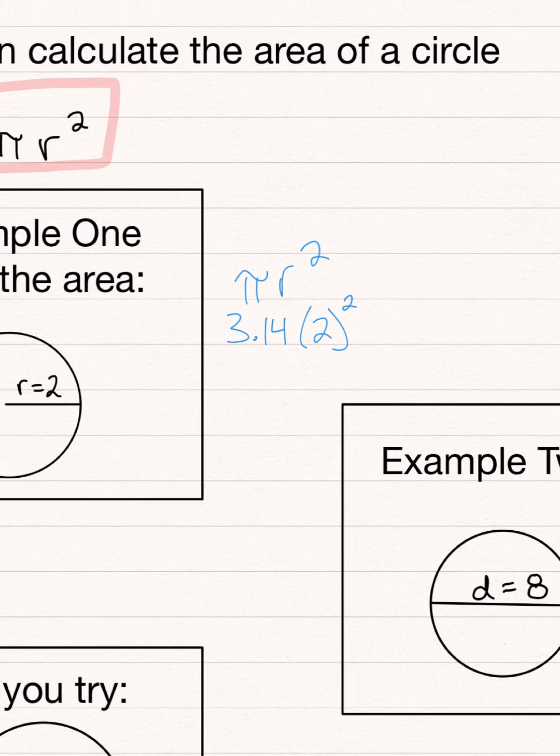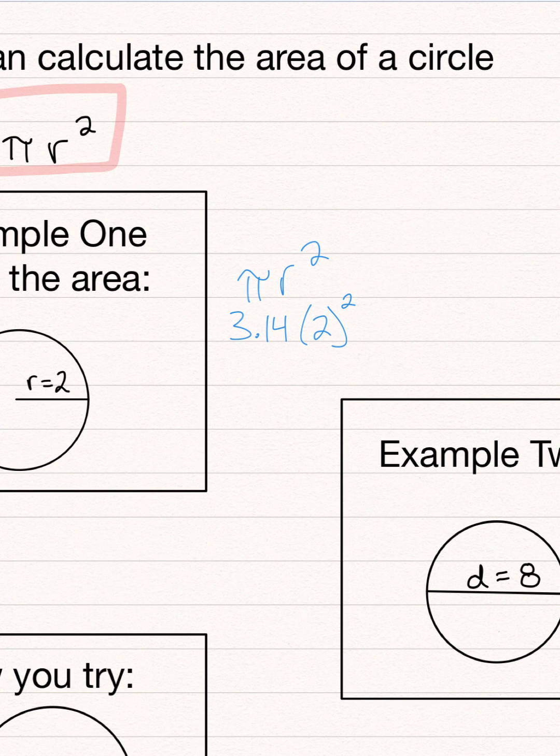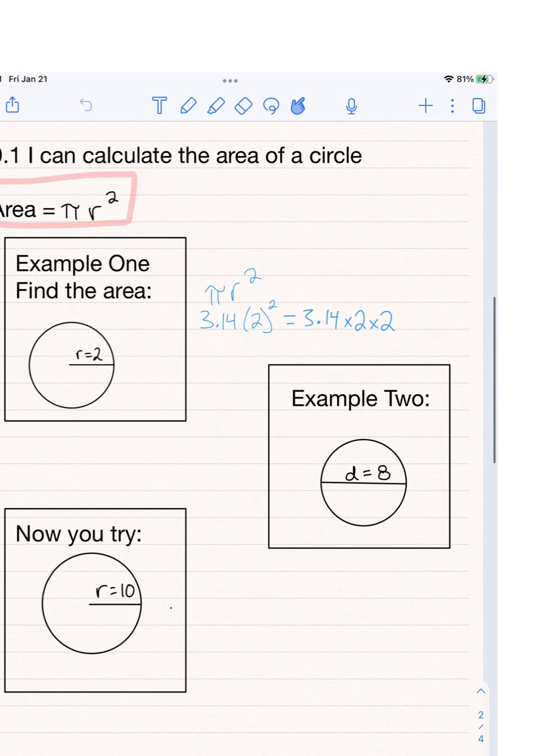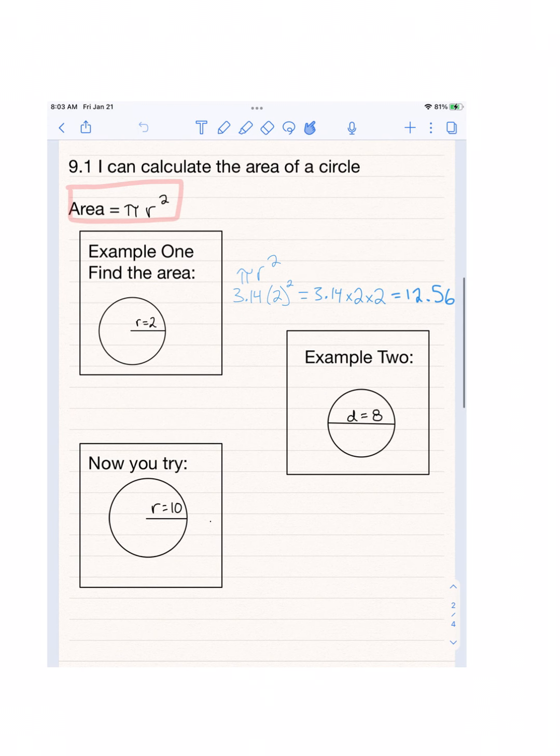Now we all know the order of operations. It goes parentheses and then exponent. This exponent is only on the 2. So that means only the 2 multiplies by itself. So this equals 3.14 times 2 times 2. All right, if we enter that into our calculators, we get 12.56, 12 and 56 hundredths. All right, and if we had a unit, it would be unit squared because it's area.